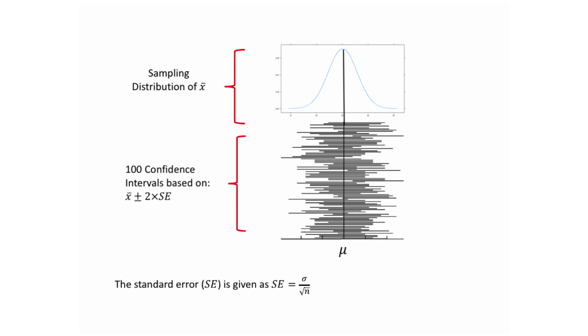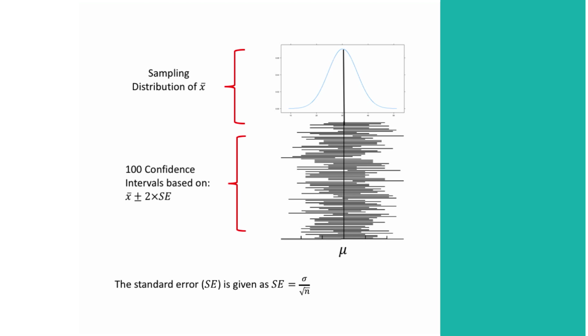This is what it looks like. We have a sampling distribution of our sample mean, which here we've modeled as a normal distribution. So we're assuming that we have a sample size of 30 or greater or so, or that in the population, the distribution is normal. And here we have about 100 point estimates. These are 100 sample means. Let's suppose we just collected 100 samples of the same size from the population, and for each sample mean, we add and subtract 2 times the standard error.